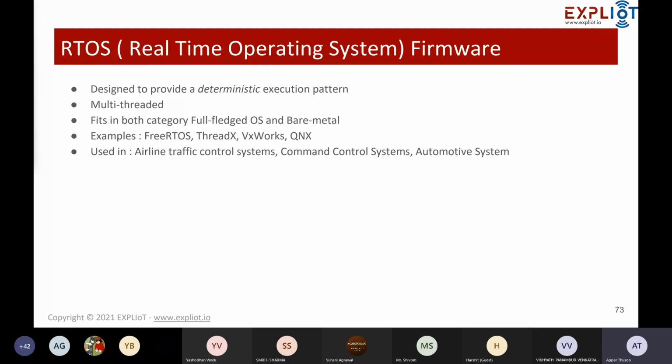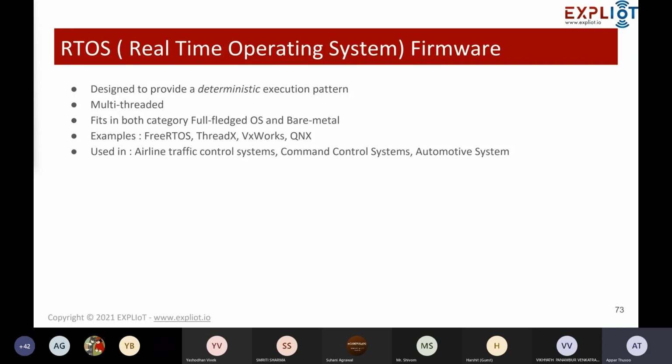It fits into both categories. It can be a full-fledged OS as well as bare metal. And since there is a lot of real-time data being processed by this firmware, and the actions on that real-time data have to be taken by this type of firmware, that is why the multi-threading. Some of the classic examples of RTOS firmware include FreeRTOS, ThreadX, VxWorks, QNX, just to mention a few. It is used in air traffic control systems, command control systems, and automotive systems.